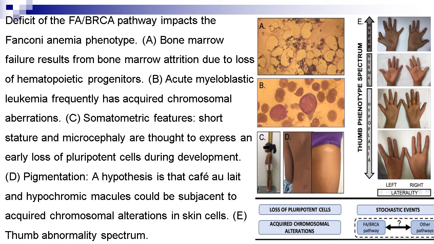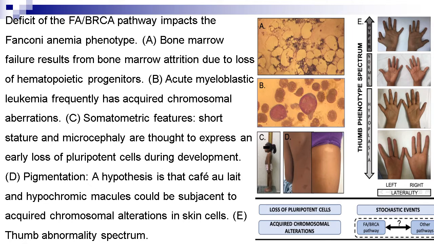They are usually of short stature. They may have microencephaly. In D, you see other clinical features. They present with hyperpigmentation, as seen here, or hypopigmentation. The mechanism behind hyperpigmentation is that these hyperpigmented areas, which are called café au lait, could be subsequent to acquired chromosomal alterations in skin cells.